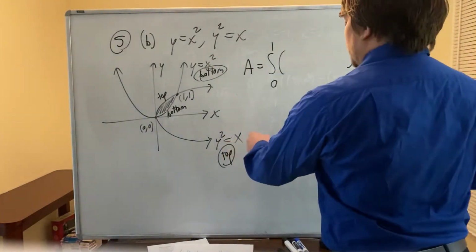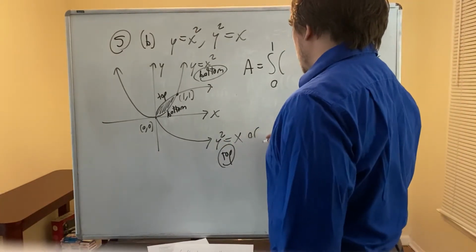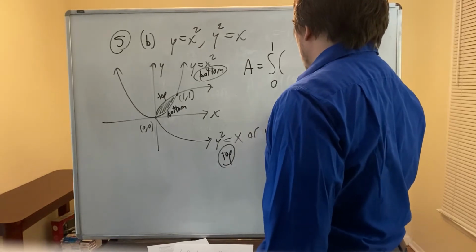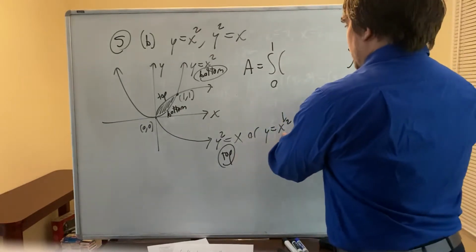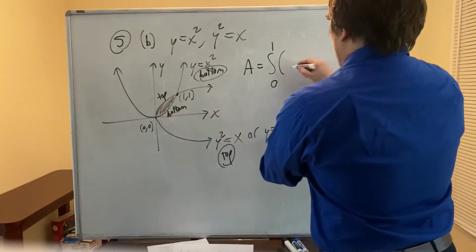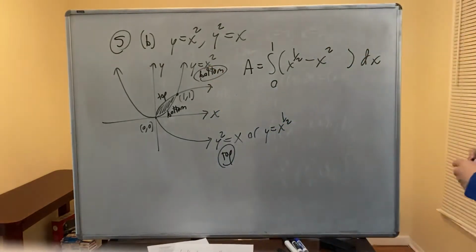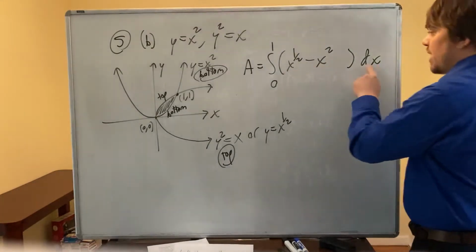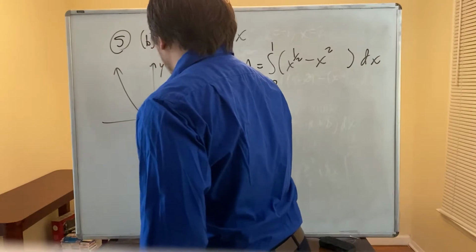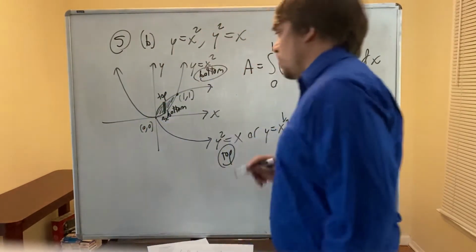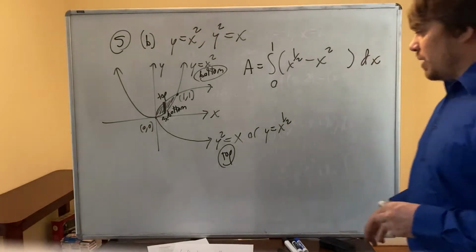So the top function, this is in terms of x. So instead of y squared equals x, I could write this as y equals the square root of x. And here's y equals x squared. So the top function is the top y value, which is x to the 1/2, minus the bottom y value, which is x squared. All right? We need everything in terms of x because we're integrating with respect to x. That's because if you draw an approximating rectangle here, the width of the rectangle is a change in x values, a difference in x values. So we're integrating with respect to x.